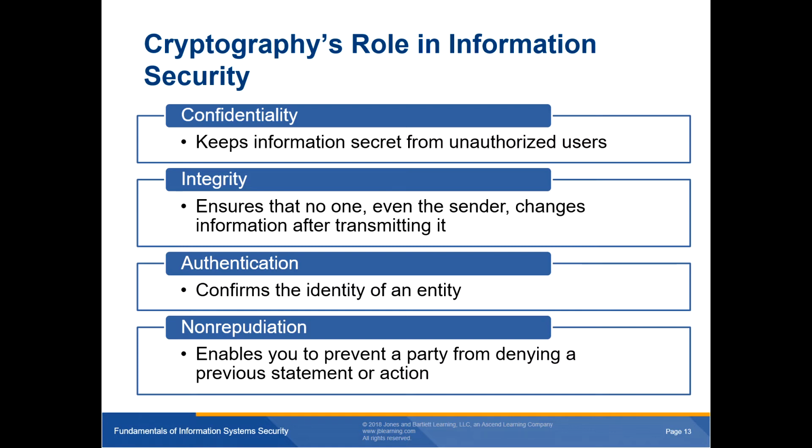Integrity ensures that no one, even the sender, changes information after transmitting it. If a message doesn't decrypt properly, someone or something probably changed the ciphertext in transit. Integrity is enforced with hashes or checksums. A checksum is a one-way calculation of information that yields a result that is usually much smaller than the original message. It is difficult to duplicate.